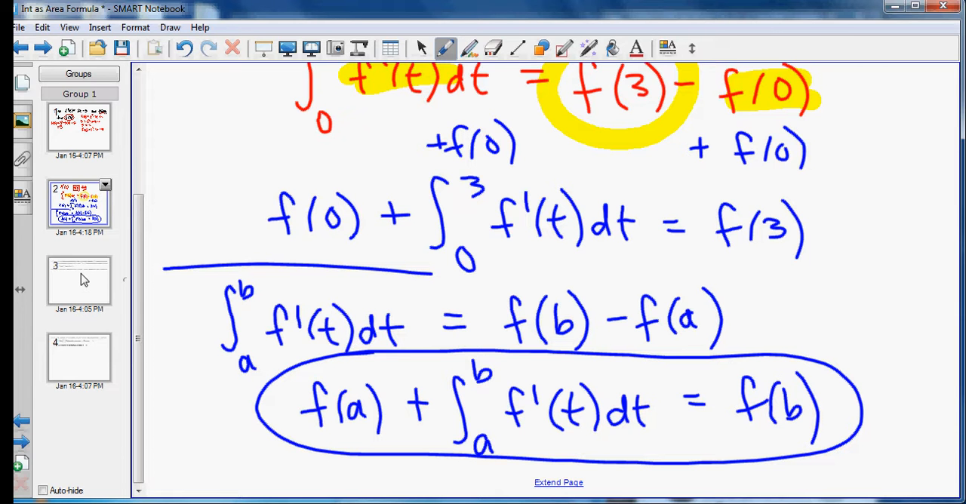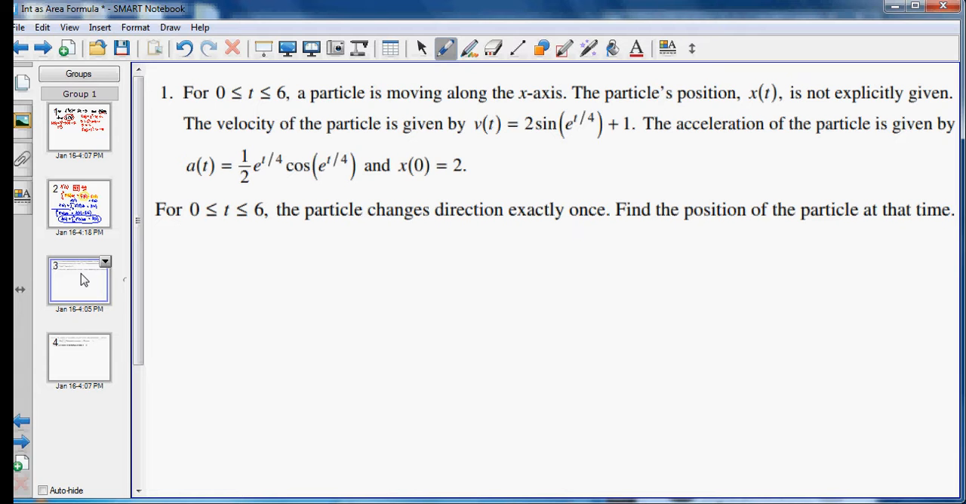So they tell us that from 0 to 6, a particle is moving along the x-axis. The particle's position is not explicitly given, but the velocity of the particle is: 2 sine of e to the t over 4, plus 1. The acceleration of the particle is given by a of t equals 1/2 e to the t over 4 cosine of e to the t over 4, and x of 0 equals 2.